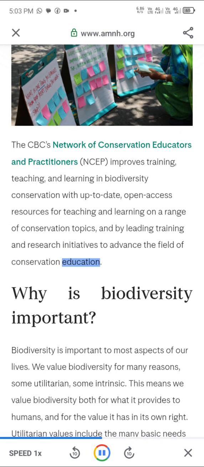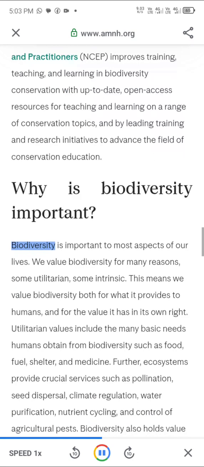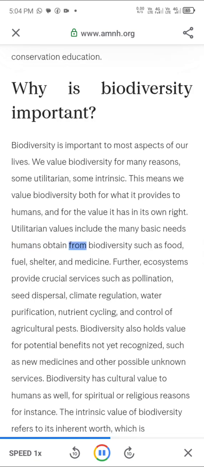Why is biodiversity important? Biodiversity is important to most aspects of our lives. We value biodiversity for many reasons, some utilitarian, some intrinsic. This means we value biodiversity both for what it provides to humans and for the value it has in its own right. Utilitarian values include the many basic needs humans obtain from biodiversity, such as food, fuel, shelter, and medicine.